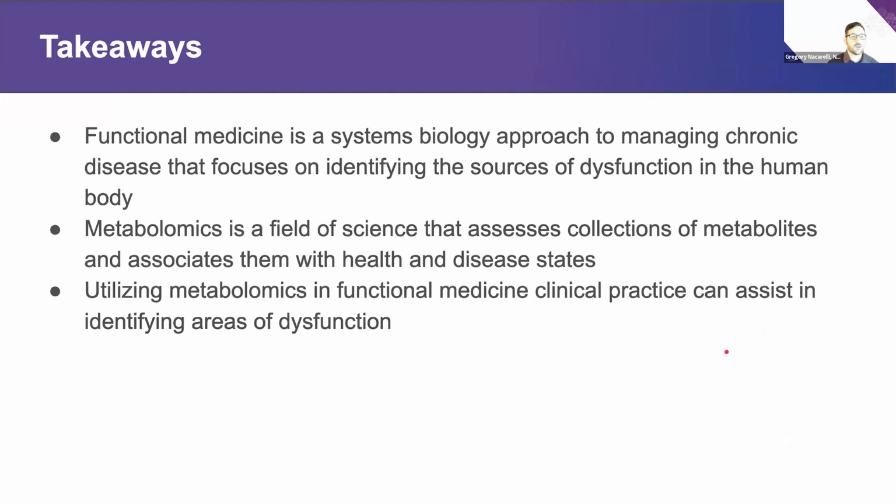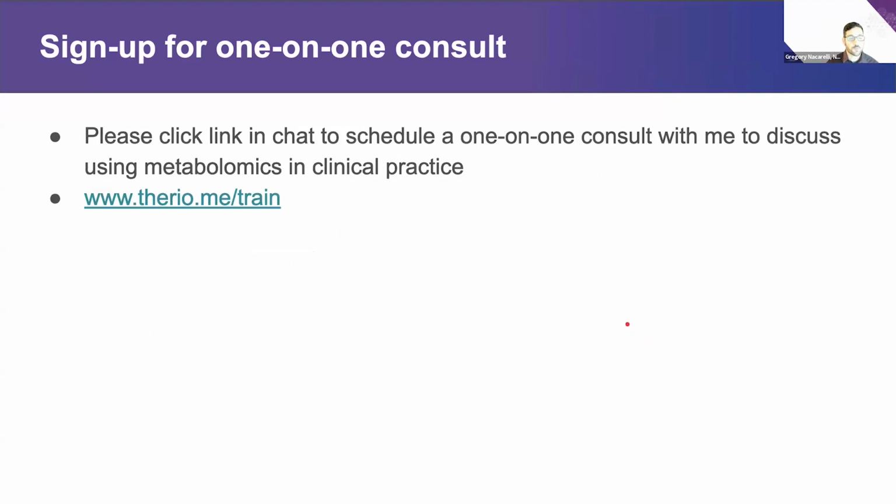So, all right, some key takeaways here. Functional medicine is a systems biology approach to managing chronic disease that focuses on identifying the sources of dysfunction in the human body. And metabolomics is a field of science that assesses collections of metabolites and associates them with various health and disease states. And by using metabolomics in functional medicine clinical practice, we can assist in identifying areas of dysfunction, and then also figure out where to intervene next in our treatment plans to optimize the function as well. So that's what I have today in terms of metabolomics and functional medicine.